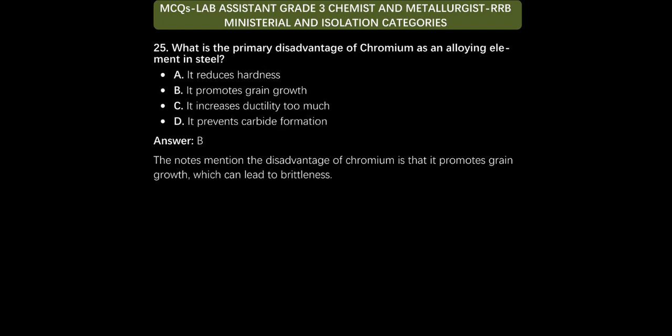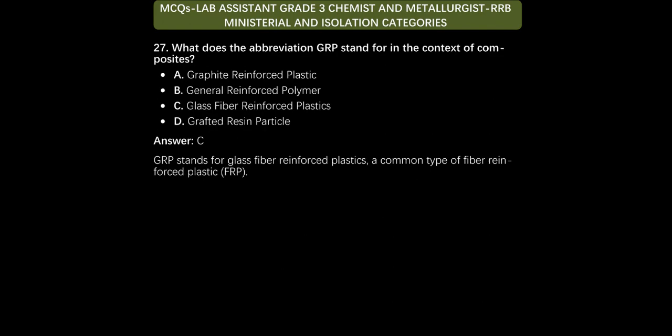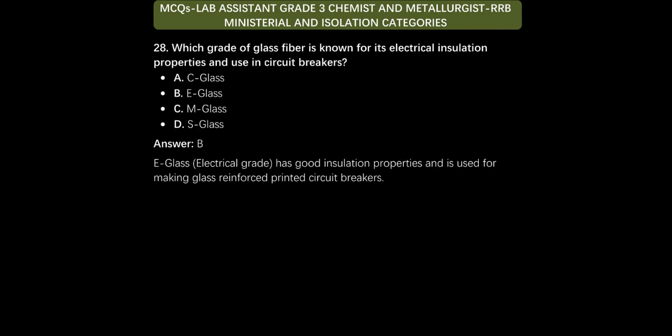What is the primary disadvantage of chromium as an alloying element in steel? Option B, it promotes grain growth. In a composite material, the base material surrounding the other material is called the option A, matrix. What does the abbreviation GRP stand for in the context of composites? Option C, glass reinforced polymer. Which grade of glass fiber is known for its electrical insulating property and used in circuit breakers? Option B, E-glass.